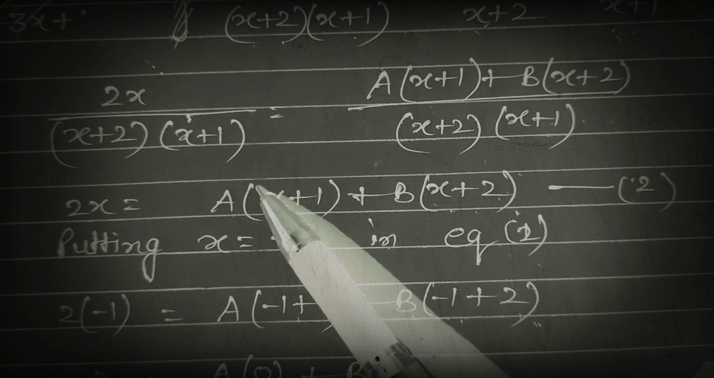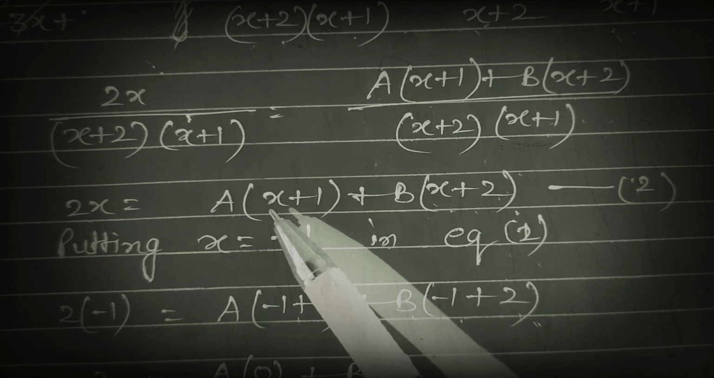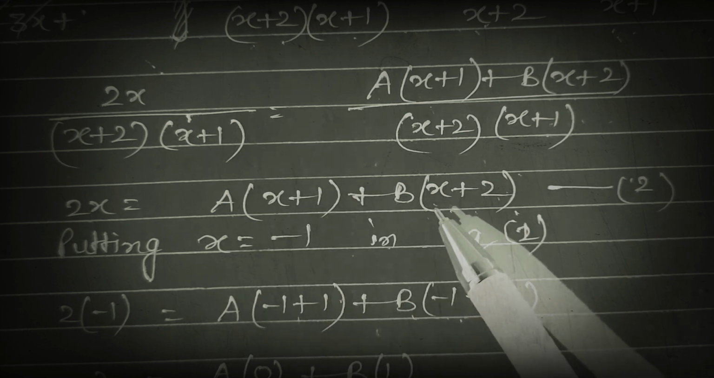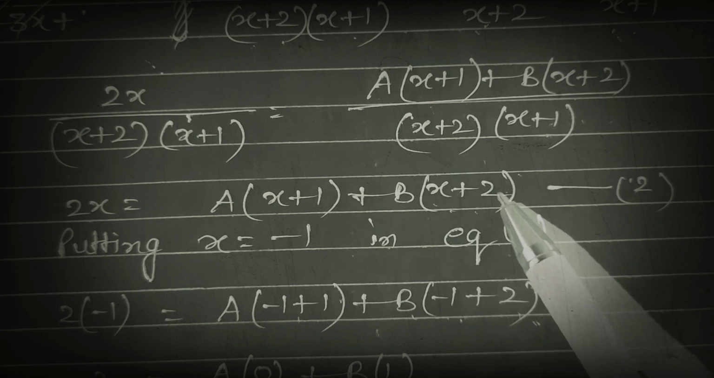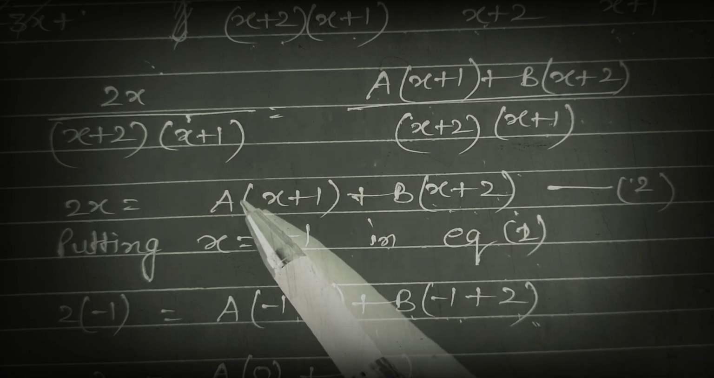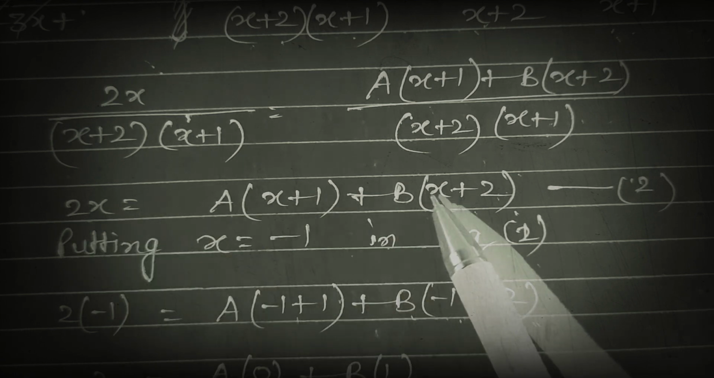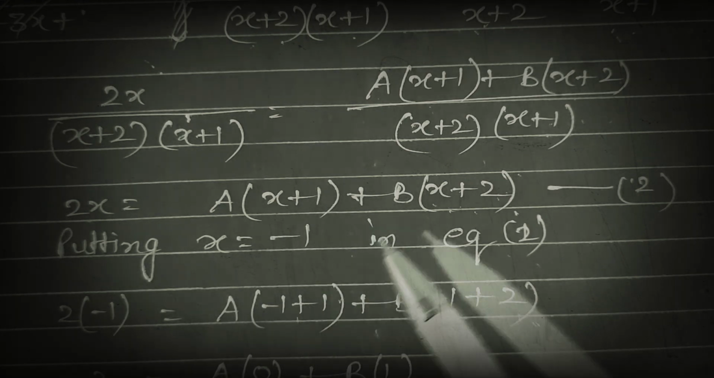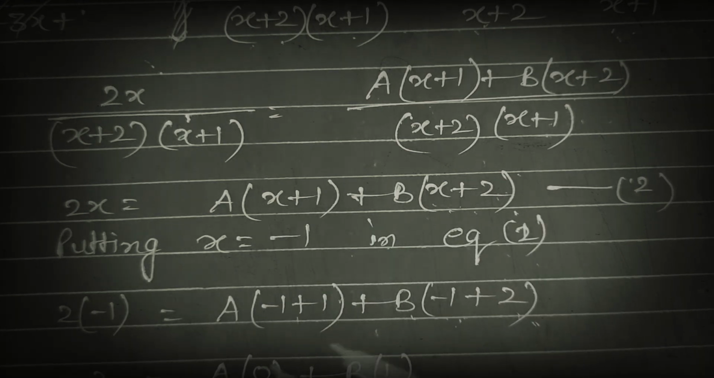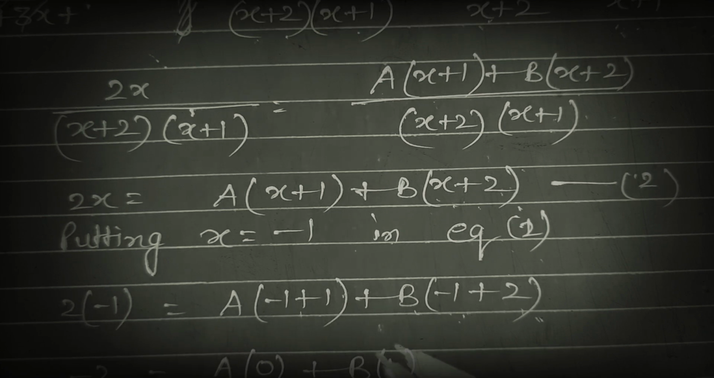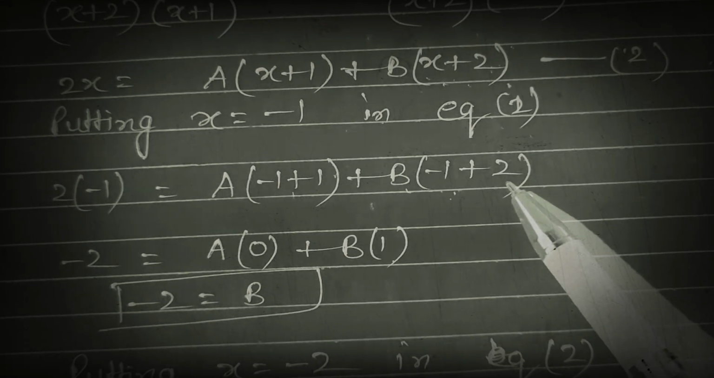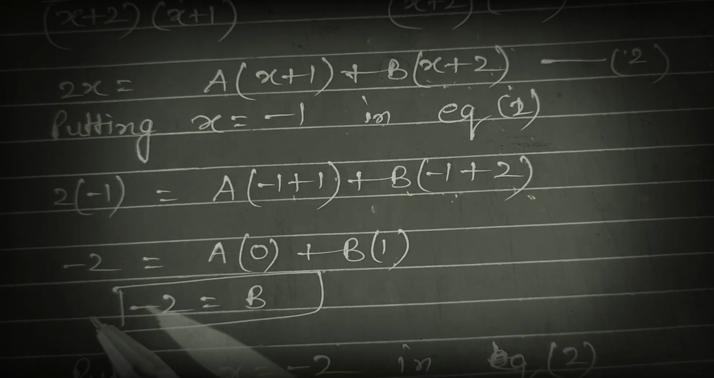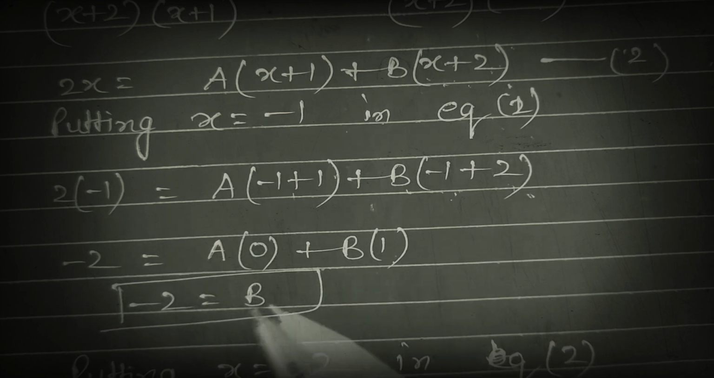Again I am putting x is equal to minus 1 in this, then it will be 0, then we will find b. If we will put x is equal to minus 2, then it will be 0, then we will find a. So by putting x is equal to minus 1 on both sides, it is 2 into minus 1, a into minus 1 plus 1 plus b into minus 1 plus 2. So it is 2 into minus 1 minus 2, a into minus 1 plus 1 it is 0 and b into minus 1 plus 2 it is 1. So minus 2 is equal to b, b is equal to minus 2. So this b value is minus 2.